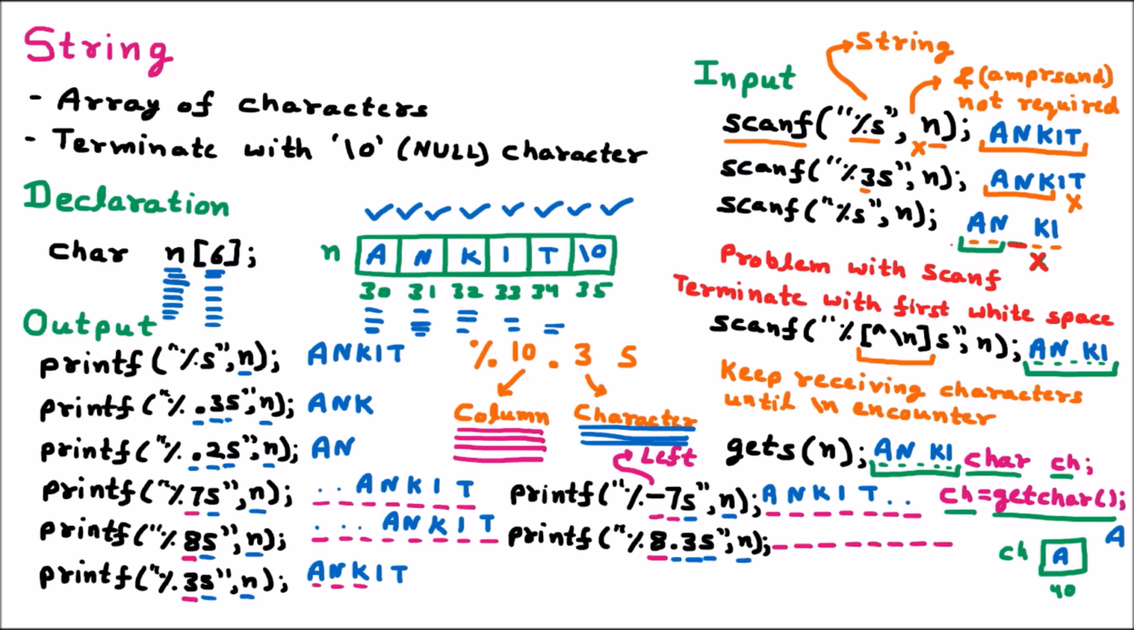So 3 characters means A, N, K. So these 3 characters should come, and we know that it will start from the right hand side because minus we have not provided. So here K, N, and A. So here A and K is on the last, and before that there should be spaces. There are 8 character spaces. So out of that A and K is filled, means 3 are filled. So 5 will be spaces. So here 1, 2, 3, 4, 5. So here 5 spaces, then A and K. That will be the output.